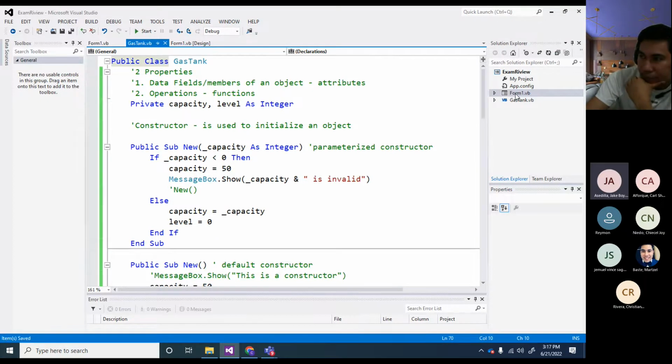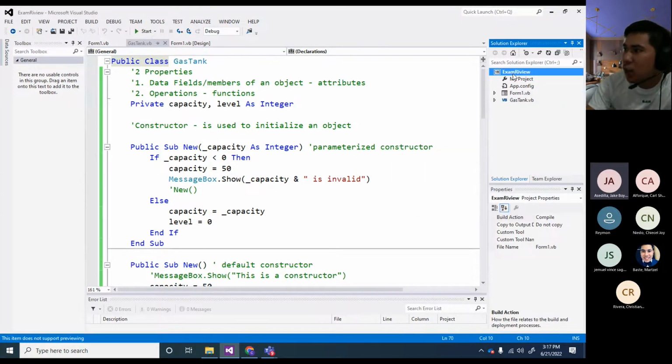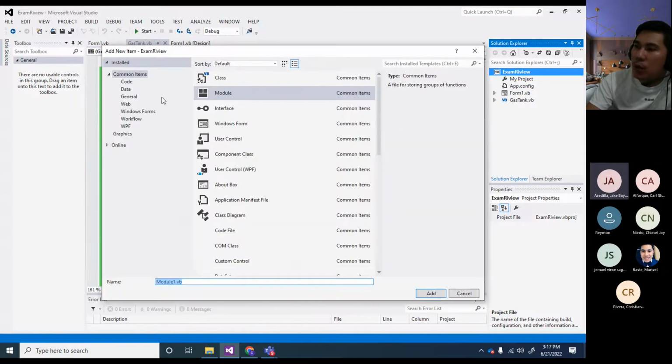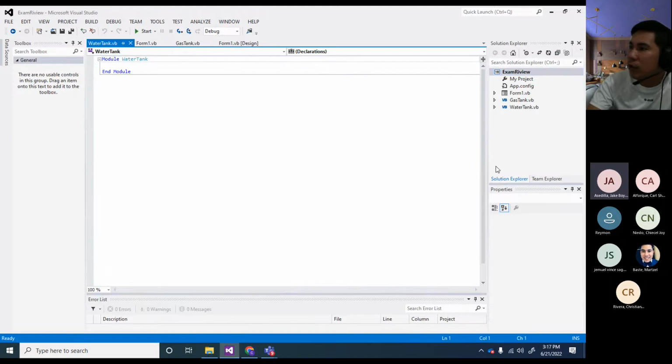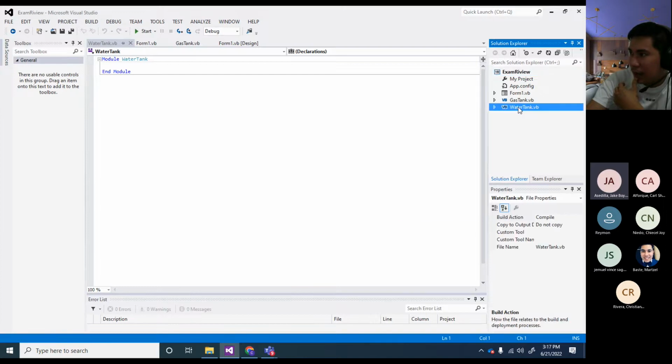Another example or another principle of OOP is inheritance. So, let's have here, let's say, water tank. Ayan, this is the one from our earlier OOP. Let's try, water tank. Oh, it's a module. Sorry, it should be a class. I'll delete this.